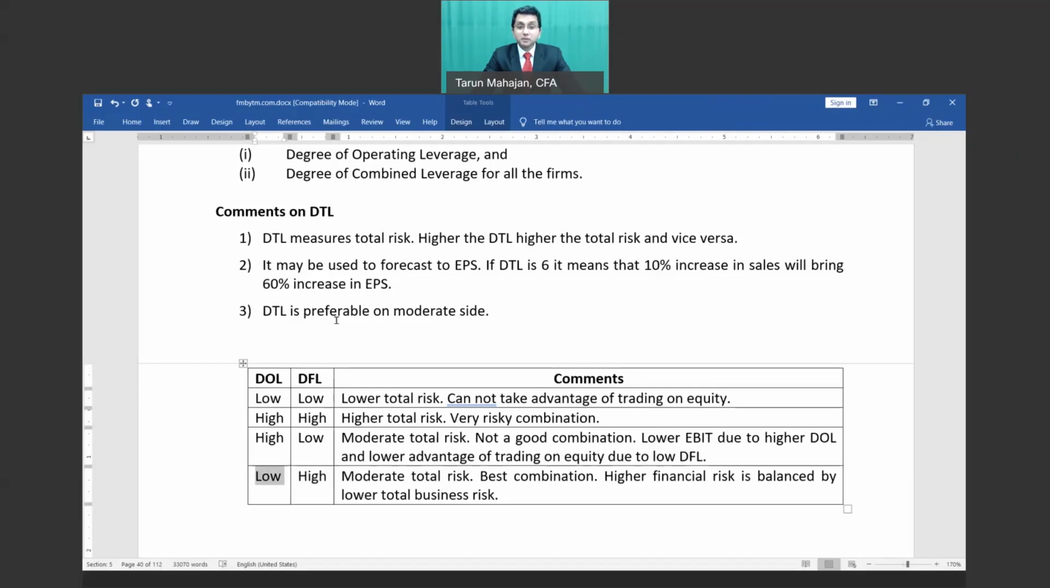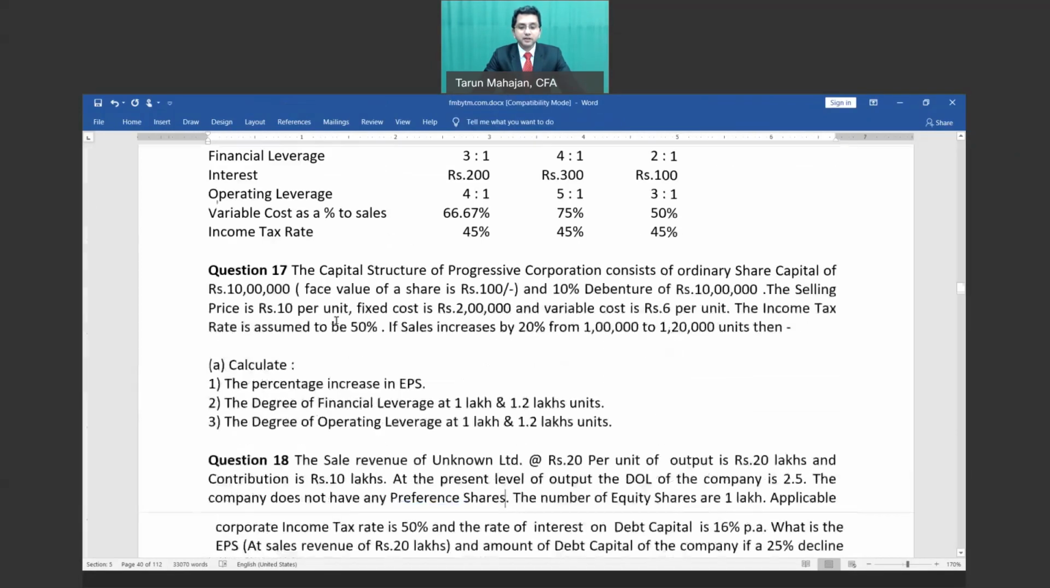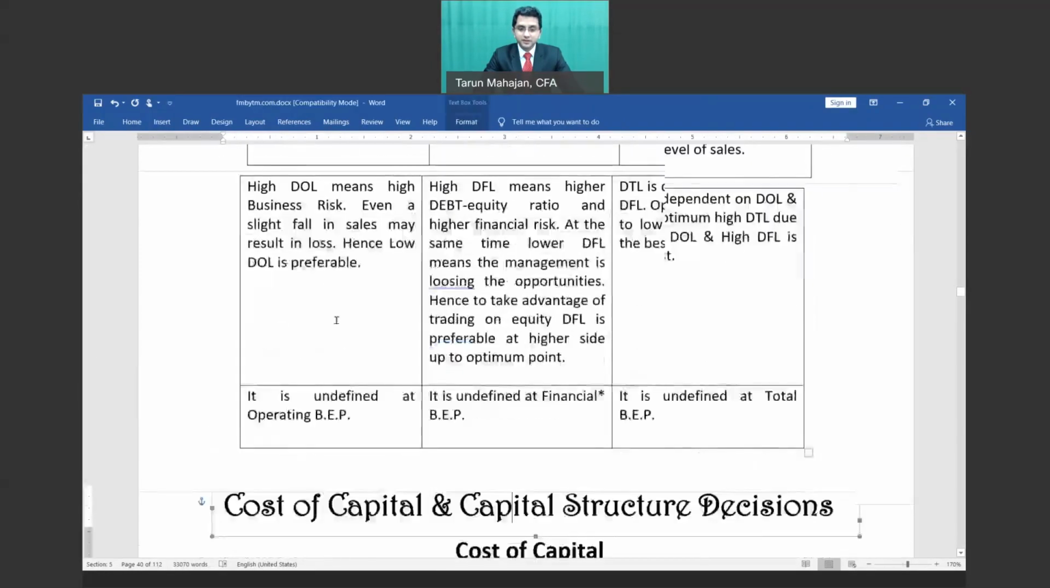Low business risk means higher EBIT, and high financial risk means you can take advantage of trading on equity. Your total risk will be moderate and your return will be very high. So with this, I conclude the chapter on leverages.